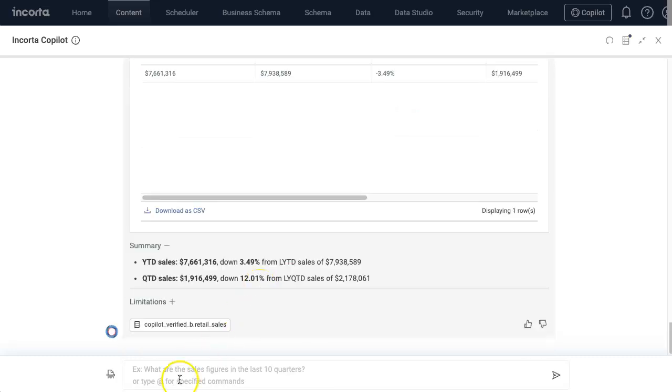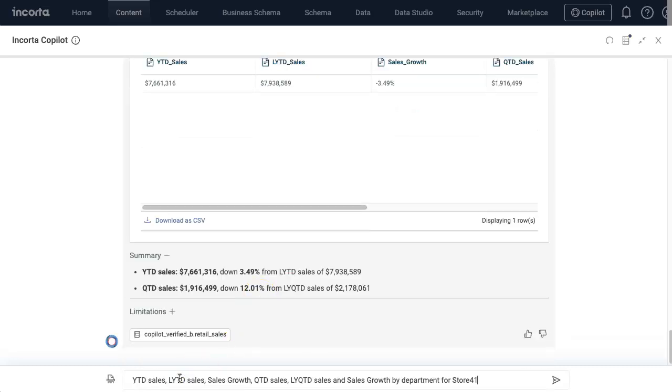So now I'm curious what's going on with store 41. So I want to compare sales for all the departments in store 41. And again, an apples to apples comparison. That's why YTD sales this year versus last year and QTD sales this year versus last year.